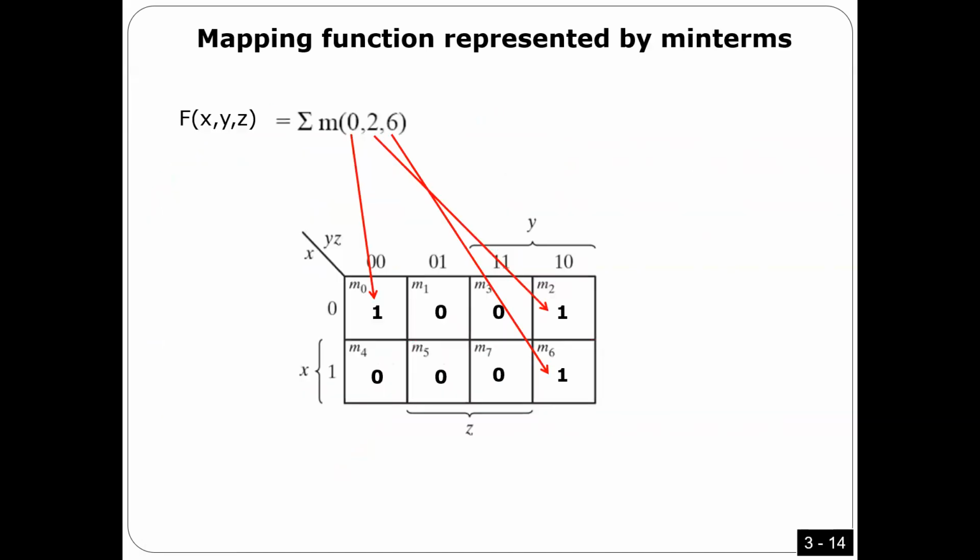Okay. I can represent the function in a different way. I can tell you the function is this way: summation of these minterms. Very easy. Because here, that means we have ones in these minterms. So here, I'm going to put 1. I'm going to put 1 here. I'm going to put 1 here, and 0 everywhere else. This is another way. Any questions?